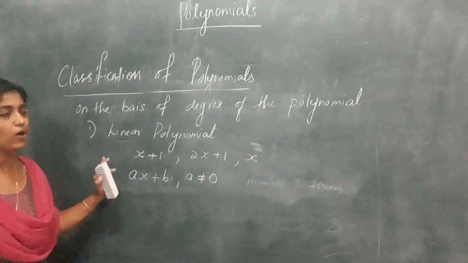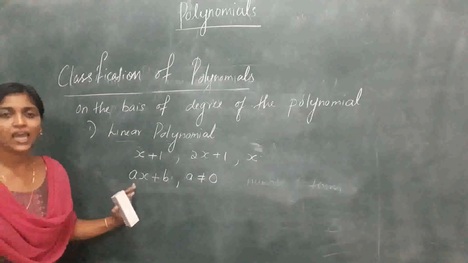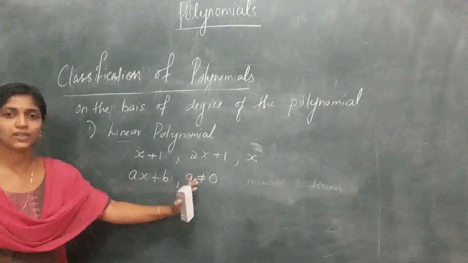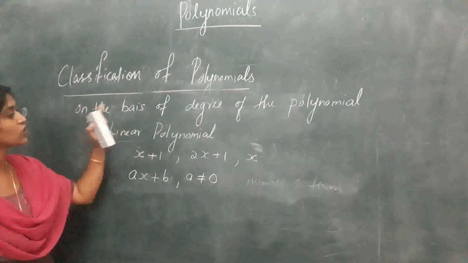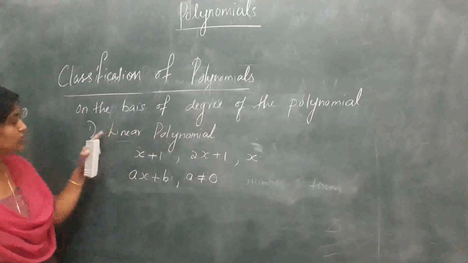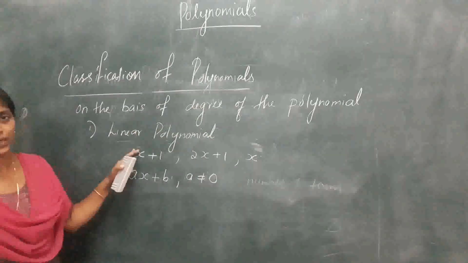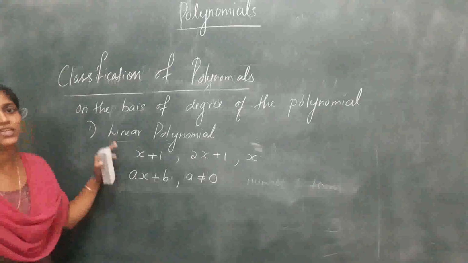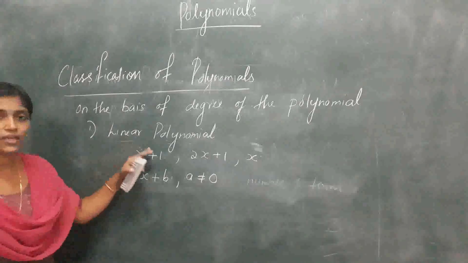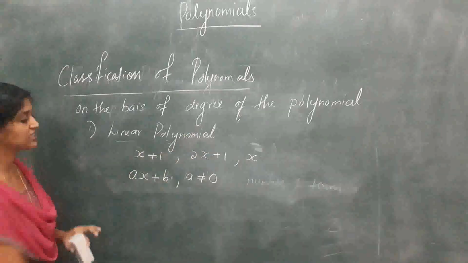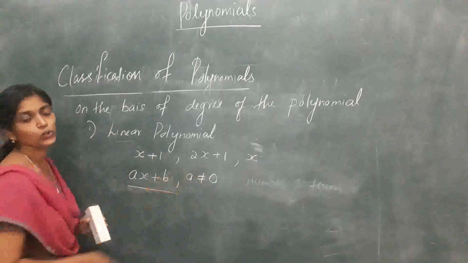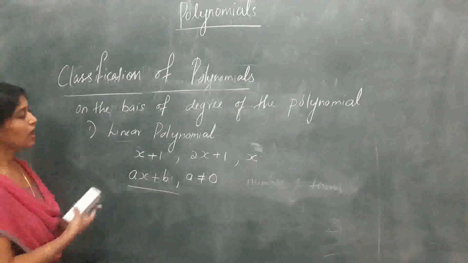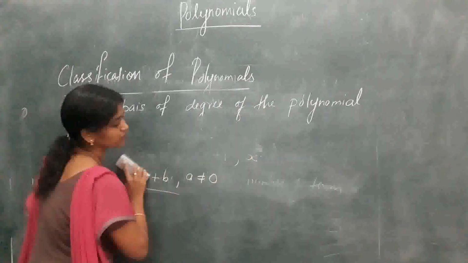So the general form of a linear polynomial is ax plus b. That is the first type or classification of polynomials on the basis of the degree of the polynomial. The first type is linear polynomial. Linear polynomial means it is a polynomial with degree equal to 1. Its general form is ax plus b, where a not equal to 0. Now the next classification.